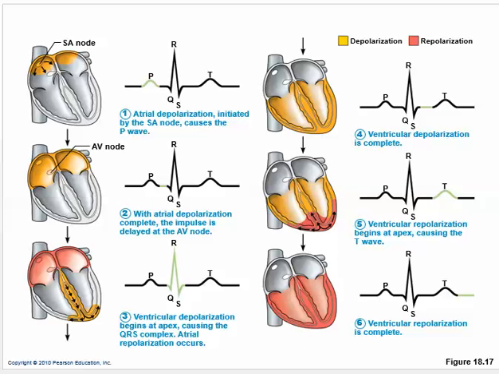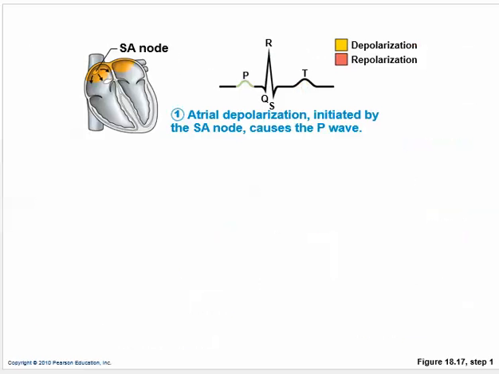So if we look at this, this is the P wave. The P wave is atrial depolarization. It starts at the SA node and it spreads throughout the entire atria, and it causes atrial systole. Now the atrial systole follows very shortly behind the actual P wave itself. The P wave is not the contraction of the myocardium, but the depolarization of the myocardium that results in contraction.